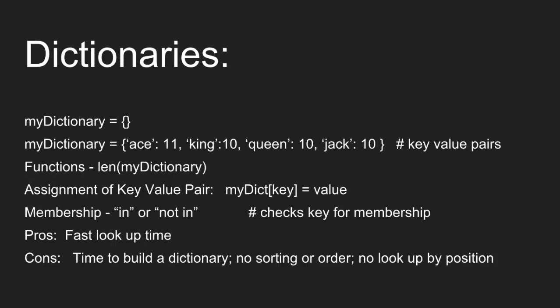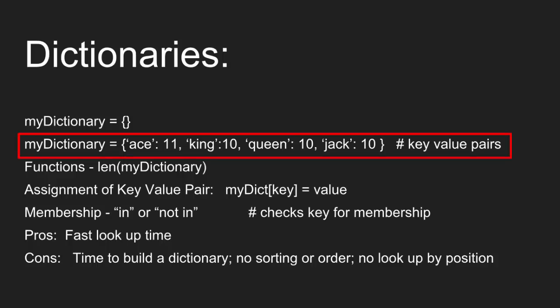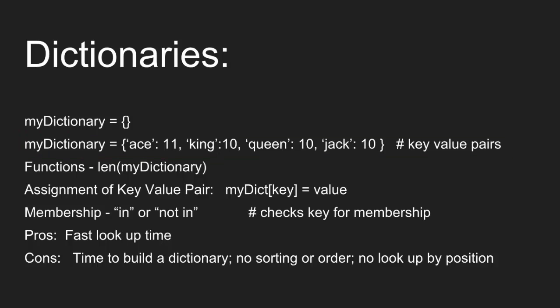Now, on the contrary, dictionaries provide us different functionality. Here's some sample code. My dictionary is assigned a value, and we use these curly brackets to define this as a dictionary. Dictionaries are key value pairs. Here I have 4 elements, and we have the key is an ace, and the value is 11. The key is a king, the key is a queen, and the key is a jack. We could have all of the cards, and the value is a numeric value, 11, 10, 10, or 10, and that's a key value pair.